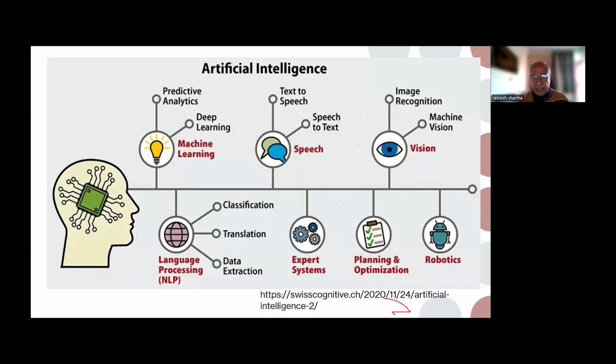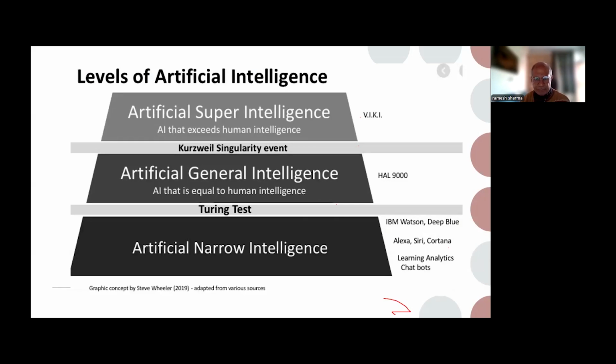It helps us in prediction. So predicting power, because it is trained on a lot of data, and then on the basis of that, it can make out trends. Then related to speech, conversion of text to speech and speech to text, computer vision as a machine vision and image recognition. Then in robotics, planning, expert systems, and the applications of natural language processing, in which the object classification, translation of languages, data extraction, etc., all is used by them.